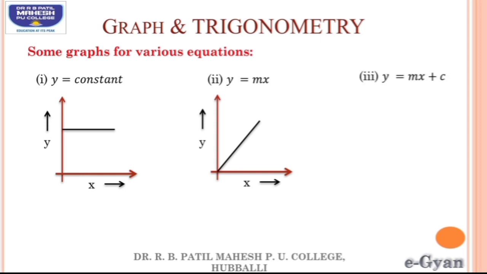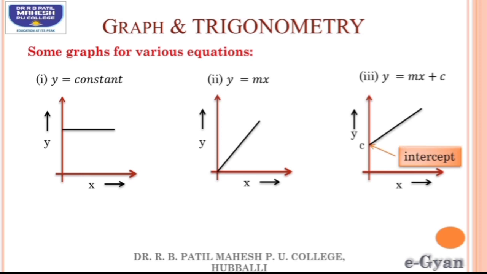Third one, y equal to mx plus c. Here c is a constant and this constant is represented by the intercept on the y-axis. The nature of the graph for this is given by this, and the line is intercepting at the positive y-axis. This is the intercept on the positive y-axis and that value will represent c. That means when x is equal to 0, y will have some value initially, and as the value of x increases, there is an increase in the value of y, and it is linearly increasing.